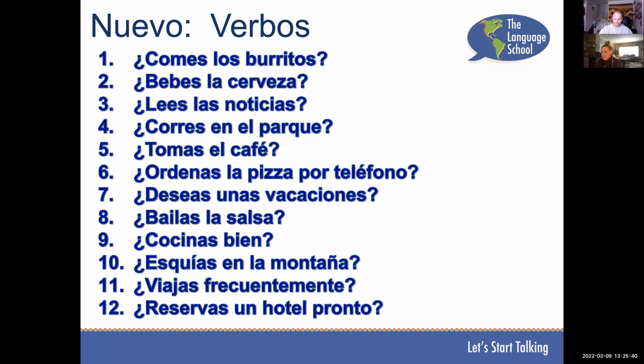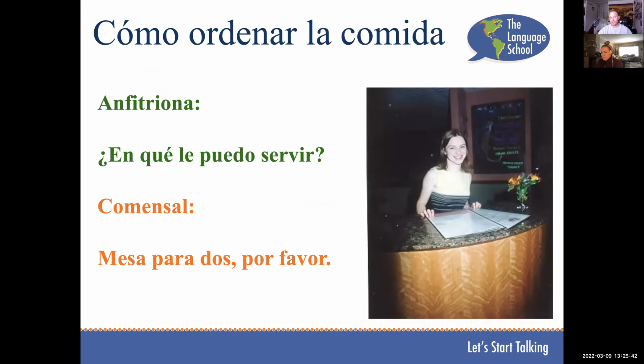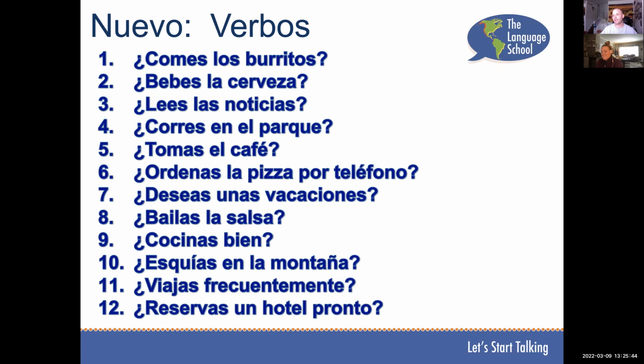So that's conversational Spanish. You're officially speaking Spanish, right? If you can do that, you know. Now keep in mind, there's a lot more to learn. Obviously, you have to learn a lot more verbs. You have to learn a lot more vocabulary.